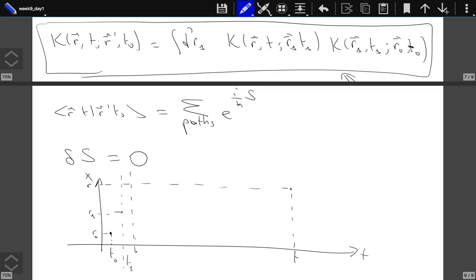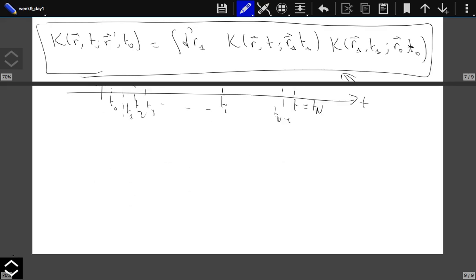So I will just divide it over here once more. T2, another time T3. Here I will have Ti. Here I will have Tn minus 1. I will just call T my Tn. So this is what basically I'm doing.